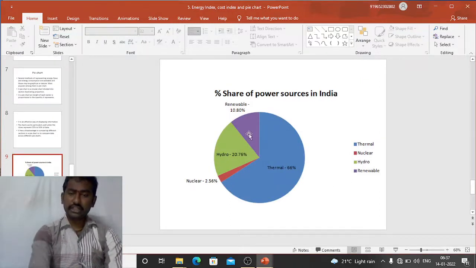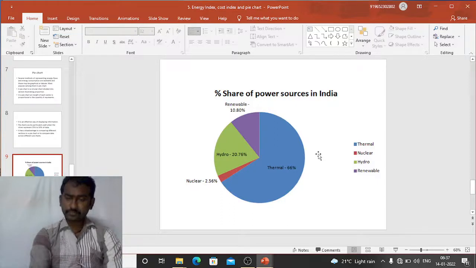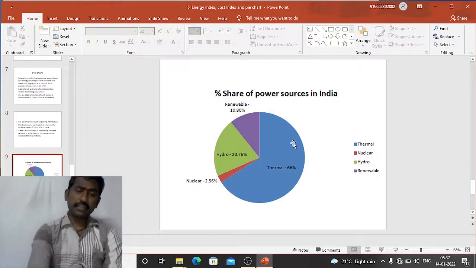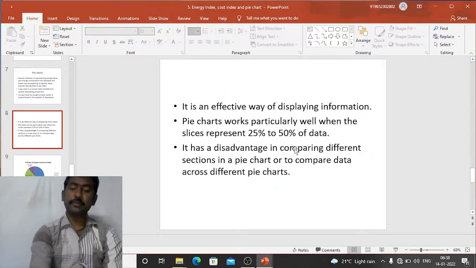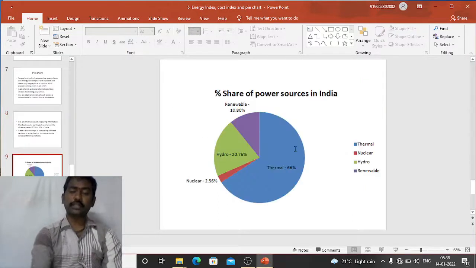So here the individual part is known as the arc. As the arc length increases, the quantity of that particular commodity is much more. So this can be very useful where the percentage lies between 25% and 50%, then there will be clear information.